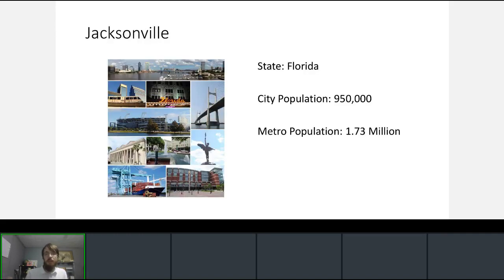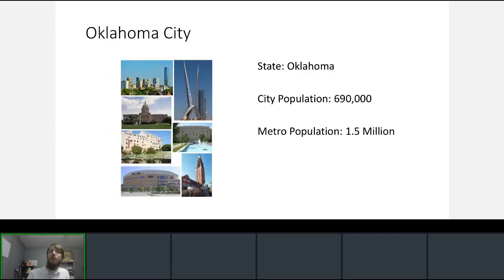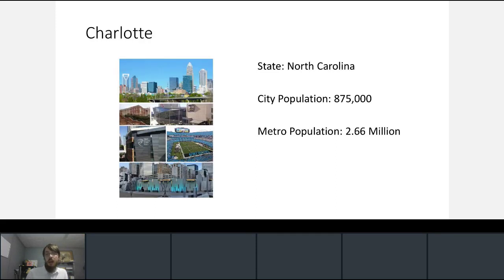Now, Florida has a bunch of influential cities, but its largest one is actually Jacksonville, which has a city population of 950,000 people and a metro of 1.73 million. Now, if we're looking for some other places in the South, a place like Oklahoma City, the capital of Oklahoma, 690,000 people, but it has a metro of 1.5 million. And then you can go to Charlotte in North Carolina, 875,000 people in the city. It's a metro area of 2.66 million.